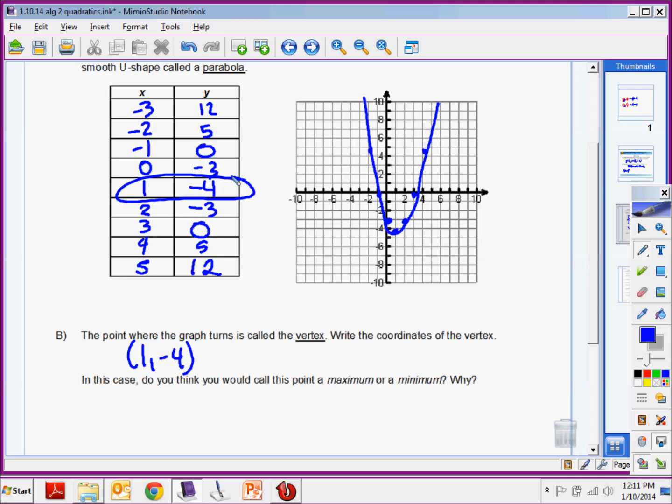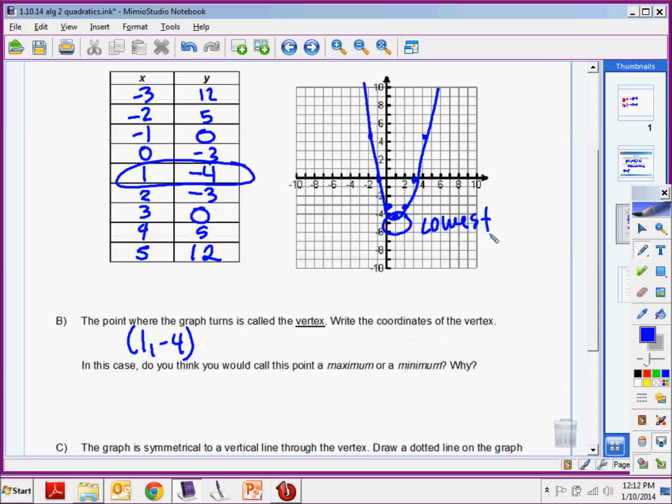Do we see it? Yes. If I'm looking at the graph, I'm just simply looking for my lowest point. Or if it's a maximum, I'm looking for my maximum point, my highest point. Good job. All right.